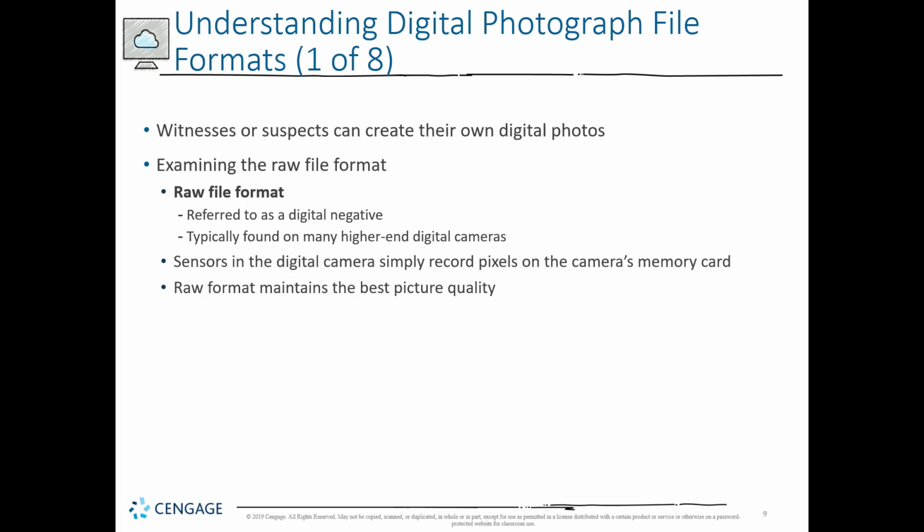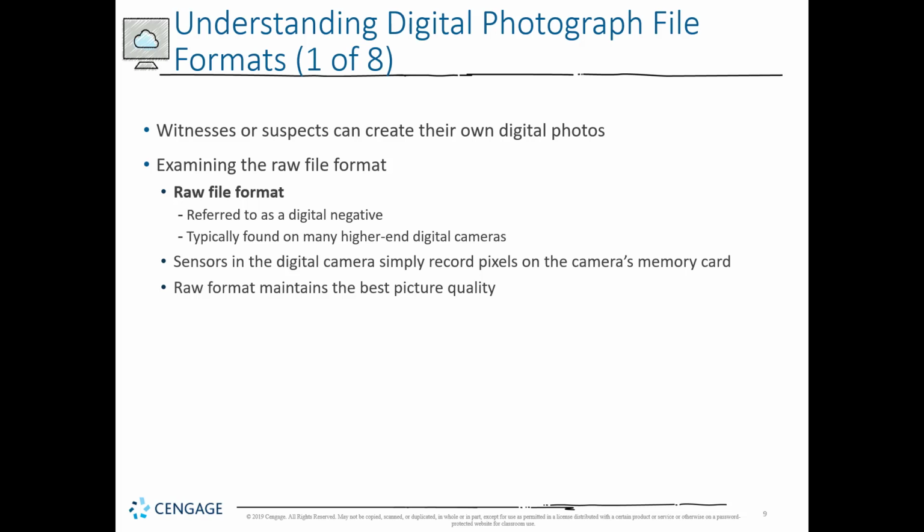So witnesses or suspects can create their own digital files, digital photos. The interesting part here is how we save the contents. When we're looking at a digital photo from a DSLR camera, the camera might save the data as a JPEG. However, the camera itself actually stores most of it as a RAW file format. And that RAW file is a raw capture of all the light on the sensor.